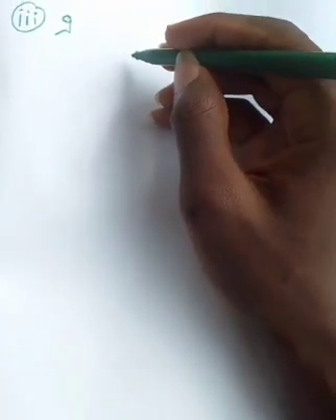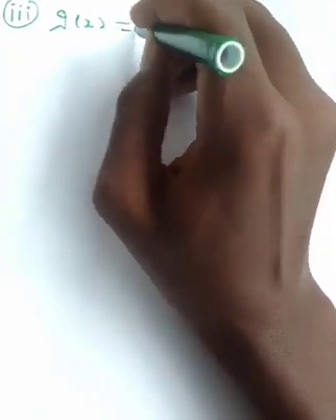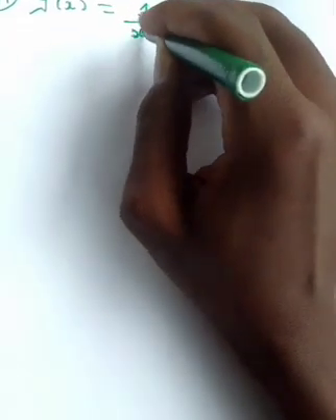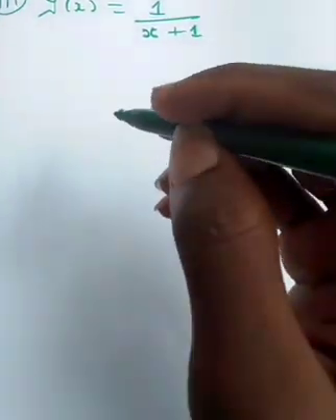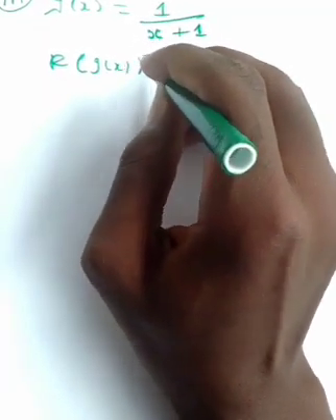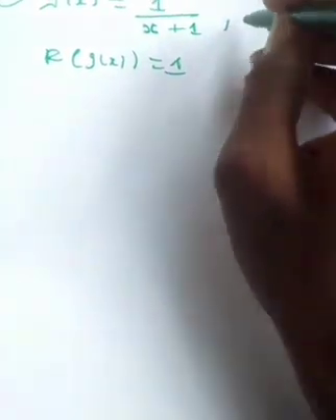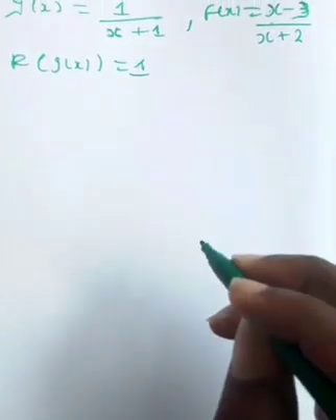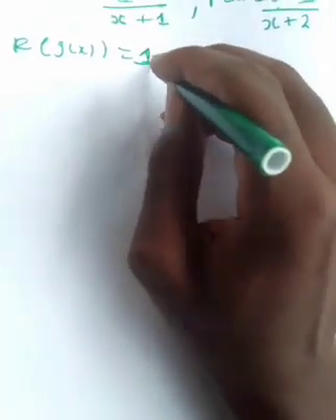Right? So question 3, they are saying that given the function g of x is equal to 1 over x plus 1, solve the equation f of g of x is equal to 1. Remember that the function f of x was given to be x minus 3 over x plus 2. This is equal to 1, guys.